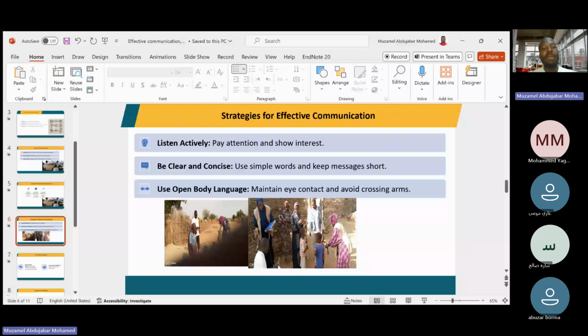Third, use open language. Open language lets them be more comfortable with you, and they are ready and interested to ask you if some message is not clear. This is a strategy for effective communication.